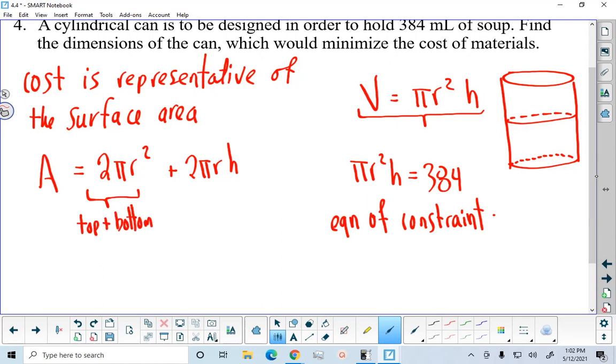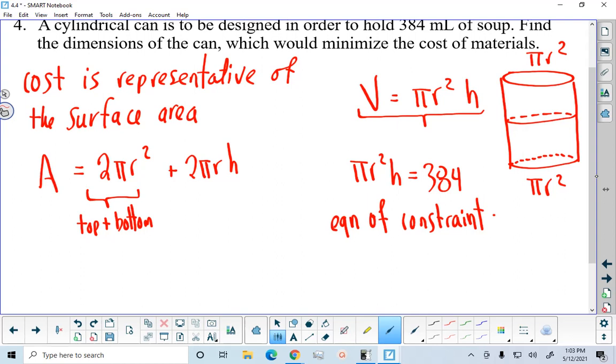If I said, what's the area of the top? You would say the area of the top is pi r squared. What's the area of the bottom? Pi r squared. I know I said those in opposite orders, but you get the idea. The area of the top is pi r squared. The area of the bottom is pi r squared. So we have 2 pi r squareds.